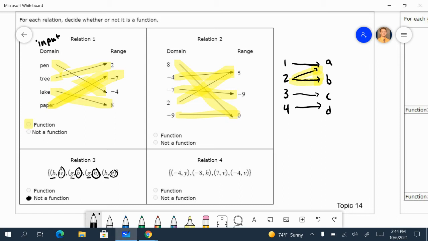Relation number 4. So all I'm basically looking for here is, do I have 2 of the same inputs? The answer is yes, I've got negative 4 listed twice. It's okay if they have the same output, but in this case, they don't have the same output. One's a V and one's a Y, so this is not a function.